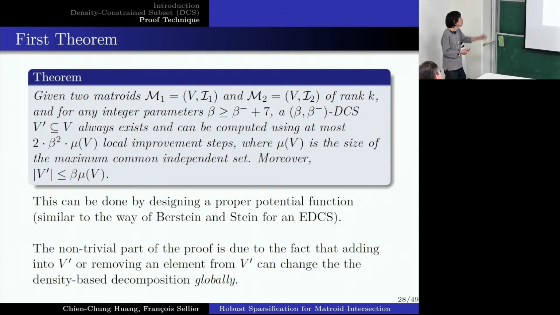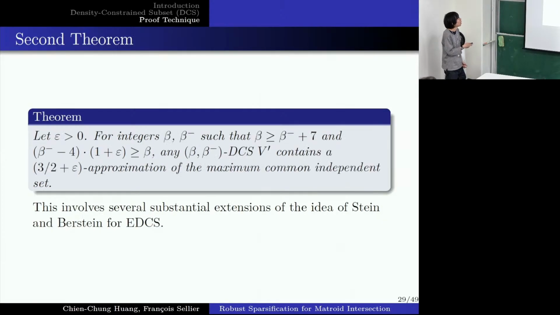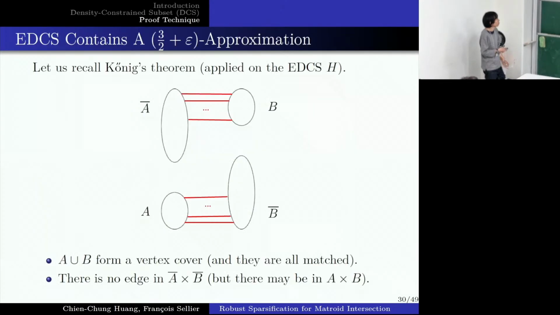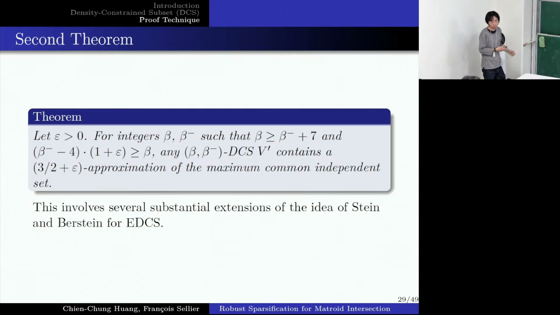Okay, so I have only 15 minutes left. I still want to tell you something interesting technically. Okay, so the first theorem says that we can guarantee the existence of the sparsifier, and we could find it in polynomial time. And the second thing is the big thing. We show that for such a sparsifier, there is always a good approximation, meaning 1.5 plus epsilon approximation.